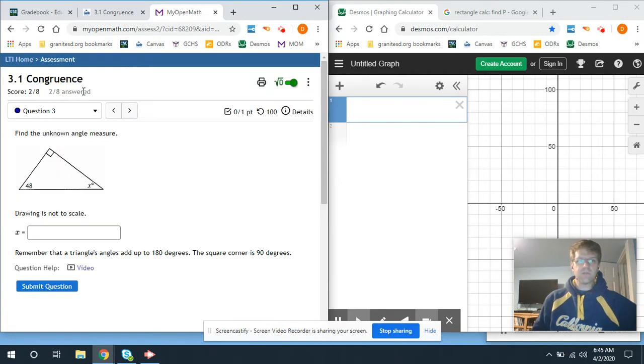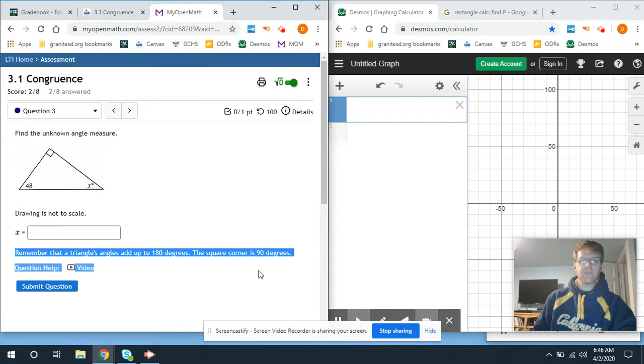How about this one? Okay, this one's going to be a little trickier. It says, find the unknown angle measure. So what is this one that says x degrees? Well, how big is that? A couple of big hints down here. Remember that a triangle's angles add up to 180, and the square corner is 90.